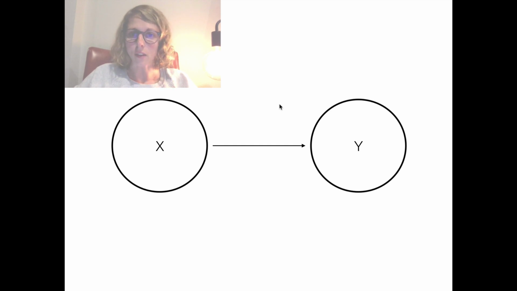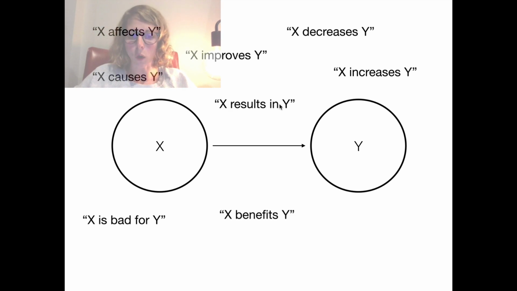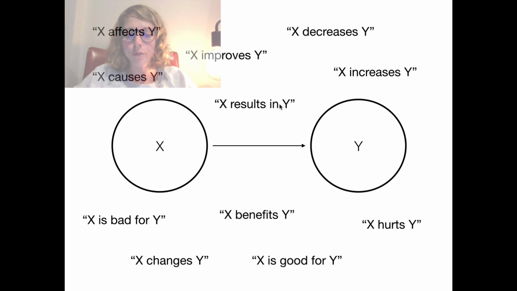It allows us to say things or claim things like X affects Y, X decreases Y, improves Y, increases Y, causes Y, results in Y, benefits Y, is bad for Y, hurts Y, changes Y, is good for Y, right? So in each of these expressions, you have an independent variable, X, that's affecting or impacting or causing a change in your dependent variable, Y. So remember, your independent variable is the thing that you manipulate and change, and your dependent variable is the thing that you measure. It's the thing that you affect, in experimental speak.